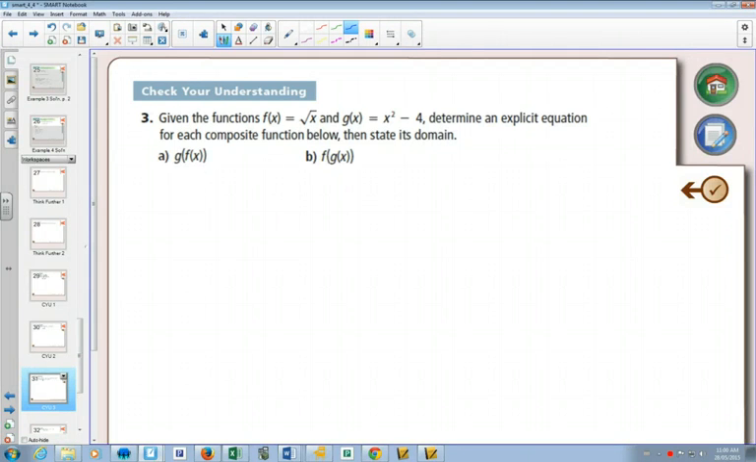So here we have two functions, f of x and g of x, and we want to determine an explicit equation. Again, that means you want an equation with just x's that represents these composite functions, g of f of x. Remember the other notation for g of f of x with the little circle? Just as a reminder of that. Okay.